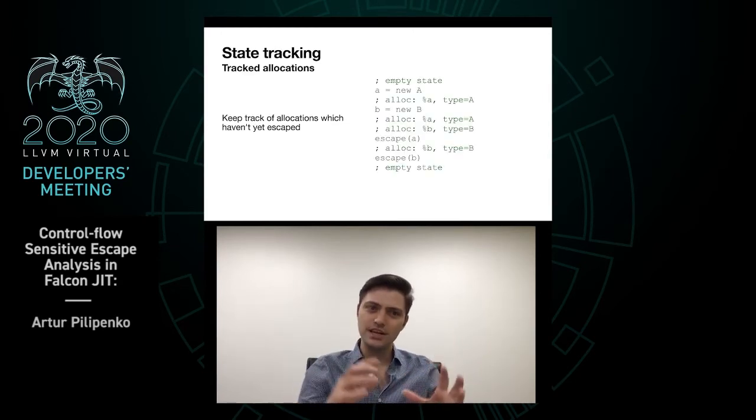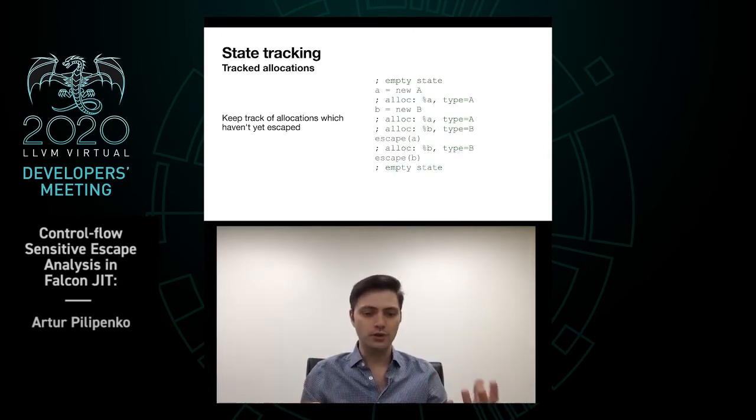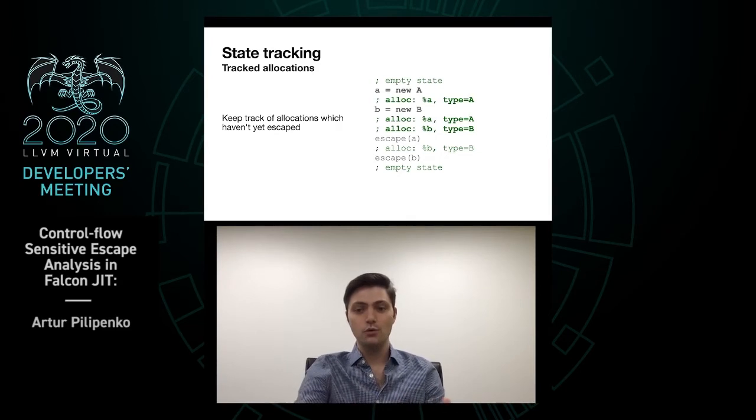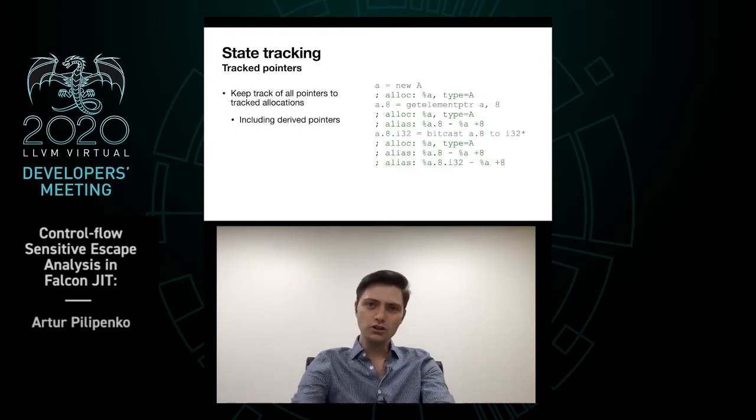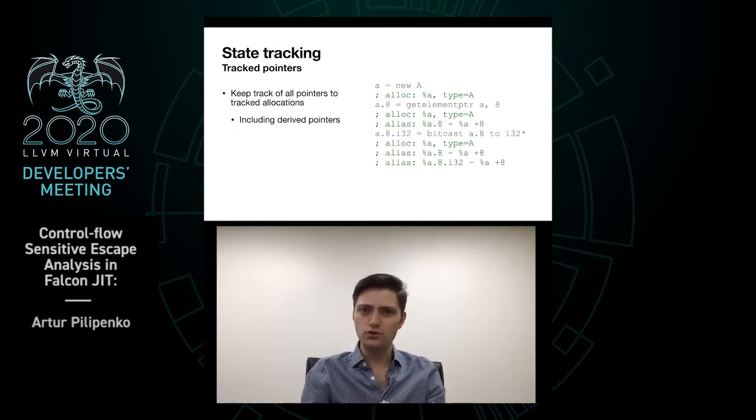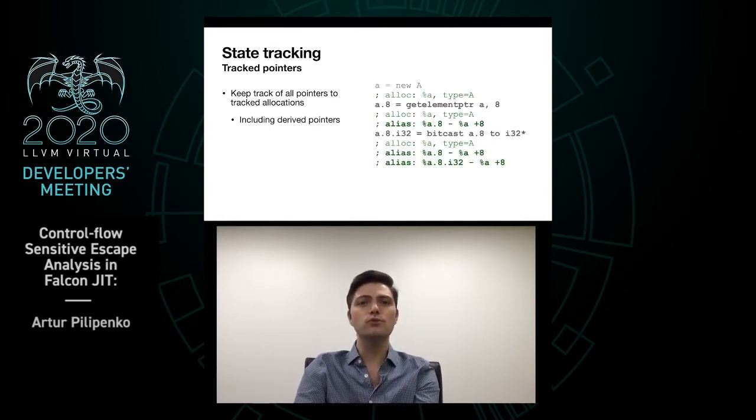So let's look at the state we need to track. Obviously, we need to track what has escaped and what has not. And any allocation starts in an unescaped state. When we see an escape, we simply forget about the allocation and stop tracking it. Also, we need to track all pointers to tracked allocations, including derived pointers. This is because these pointers can be used in order to modify or escape tracked allocations.